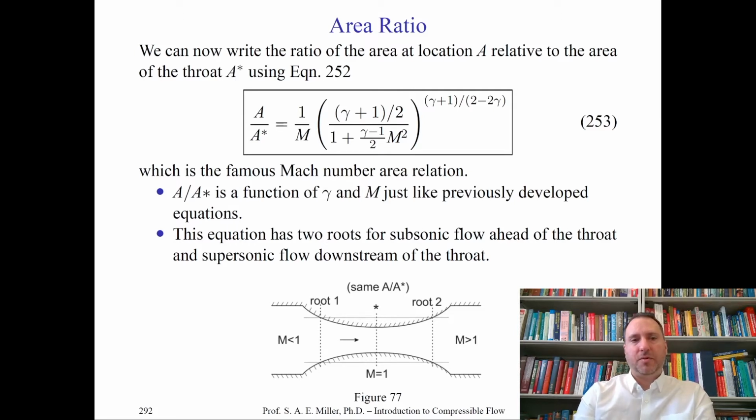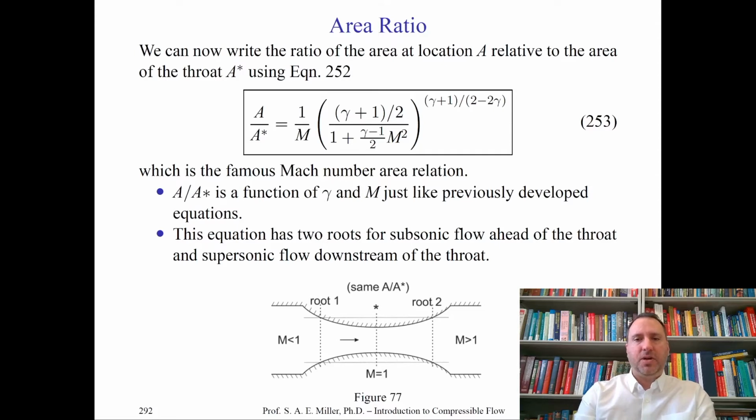So this form, of course, is assuming that the flow is indeed choked with A sup star. This is the so-called and famous Mach number area relation. A over A sup star is now a function of gamma and Mach number, as you see in equation 253, just like we previously developed, but now it's referenced with respect to the choked condition.